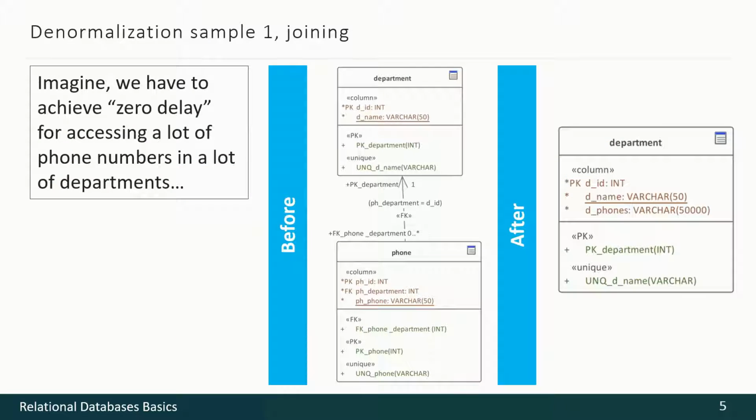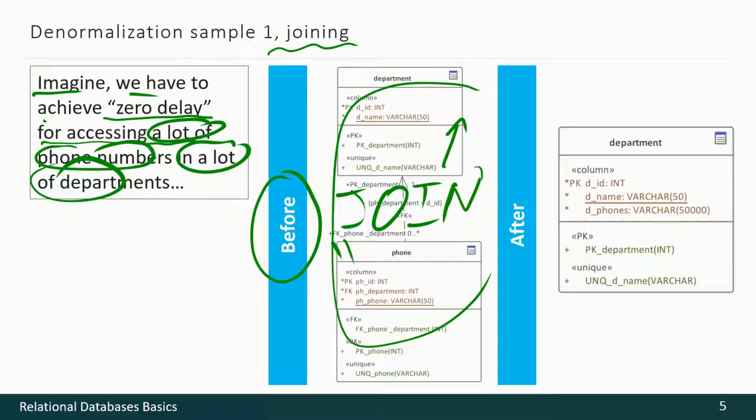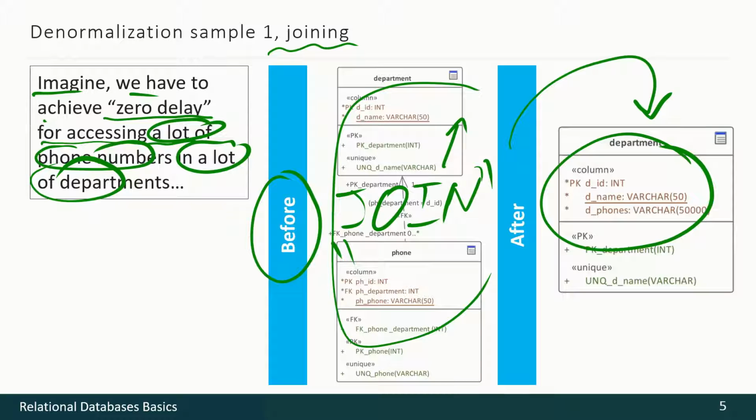Now we shall review several examples, starting with joining. Imagine that we have to achieve zero delay for accessing a lot of phone numbers in a lot of departments. This is our initial schema. Of course, we may use a join operation here to access all that data, but that will take a lot of time. Or we may join, in quotation marks, this data initially and store it in the following way. So here the query will be executed quickly, easily, and we'll get that information almost instantly.